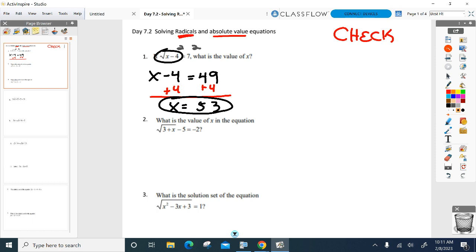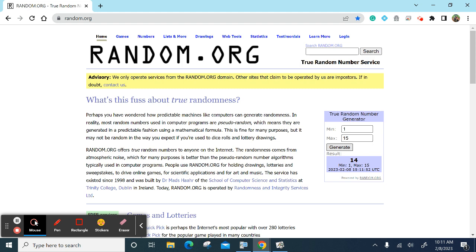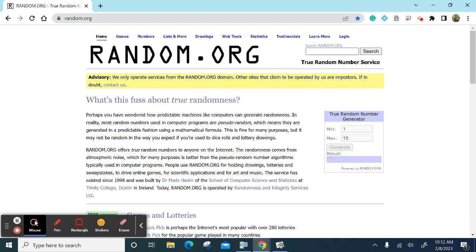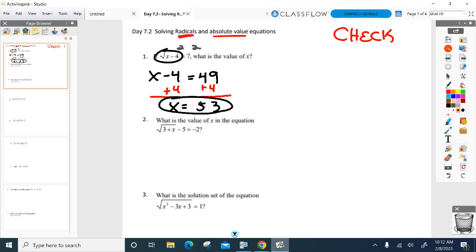Make sure it's alone before you square it. Number 2. Is that radical by itself? No, it is not. Does everybody see that? I know I'm making a big deal of it, but this is a common mistake I see every year. How do I get it by itself? I can't yet, the radical's not by itself. What's still with it? Minus 5. So how do I move that over? Add 5. Then it will be by itself.